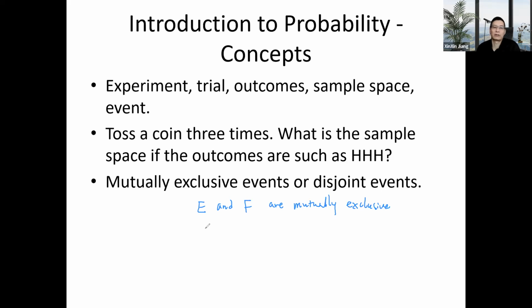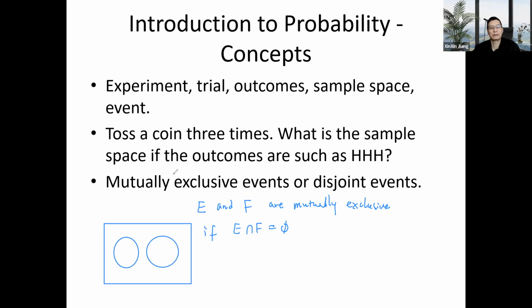Or disjoint if E intersect with F is empty. If we draw a Venn diagram, then there will be no intersection. So you have E here, you have F here. Yeah. That's the sample space S.